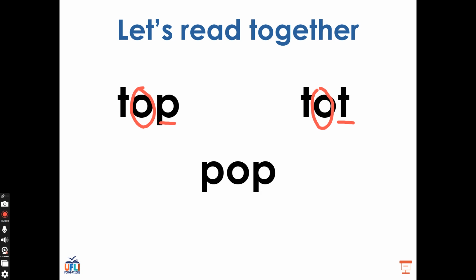What does that word say? Good, this is the word pop. P, ah, p, pop. If we wanted to change the word top to get to the word pop, what sound would we need to change? The beginning sound, the middle sound, or the ending sound? Well done. We would need to change the beginning sound. The word top starts with the sound t, but the word pop starts with the sound p. So we would need to change the t to a p to get the word pop.